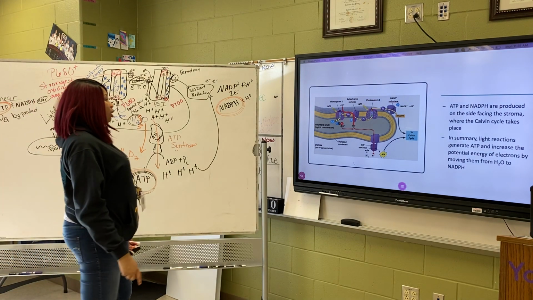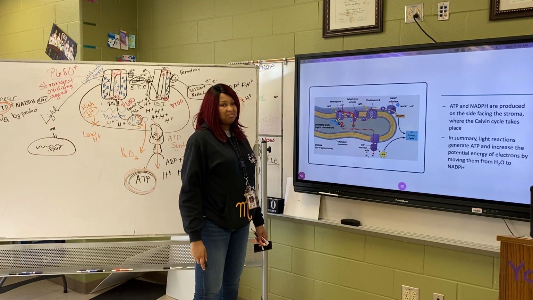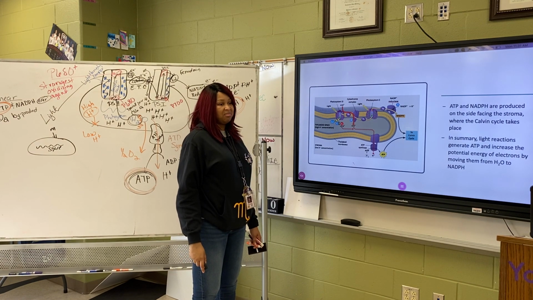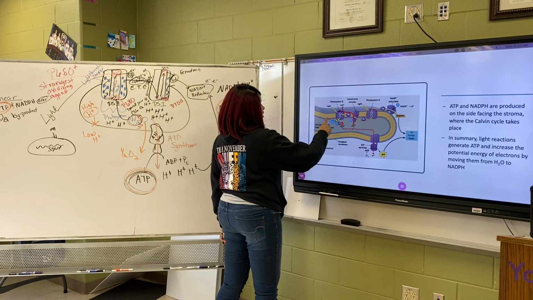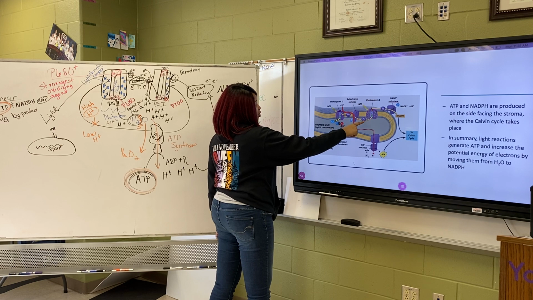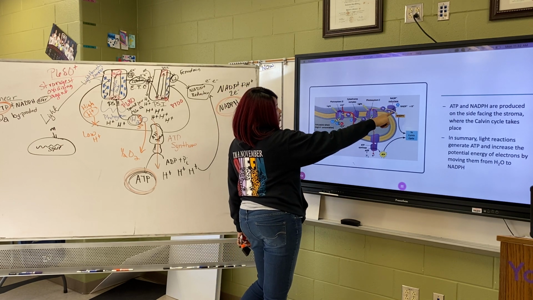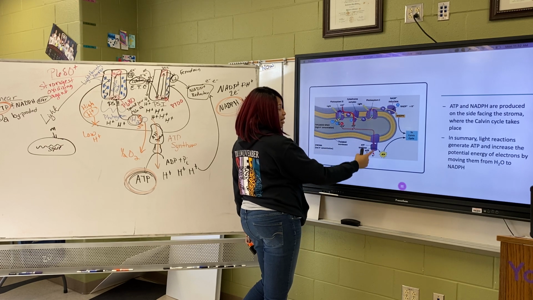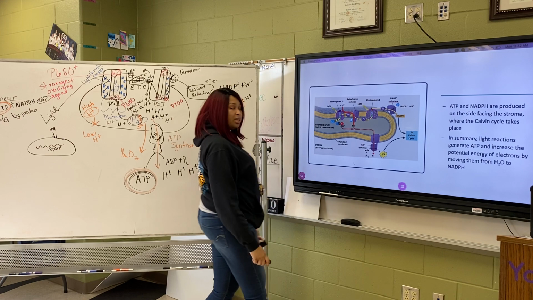All right, so here's an overview of what I attempted up here. So what you have, entire thing, photosystem 2, you have your electron transport chain, photosystem 1, you have ferredoxin, NADP plus reductase, and you have your ATP synthase right here. And all of that is going to go on to the Calvin cycle.